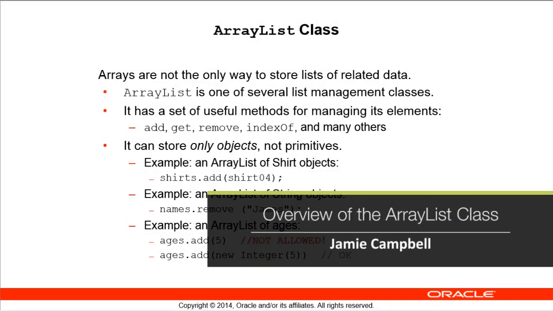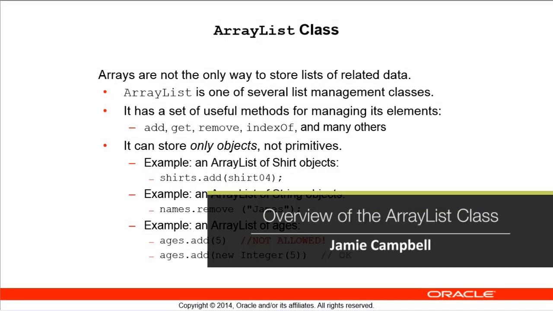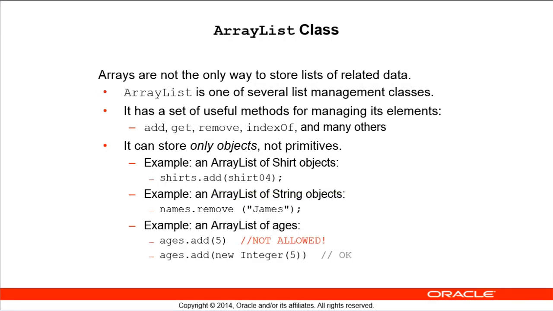In this video, I'll provide an overview of the ArrayList class. Arrays aren't the only way to store lists of related data. You can use ArrayList, which is one of several list management classes. ArrayList has a set of useful methods for managing its elements, for example, add, get, remove, indexOf, and many others. ArrayList can store only object types, not primitive types like int, double, boolean, char, and so on.